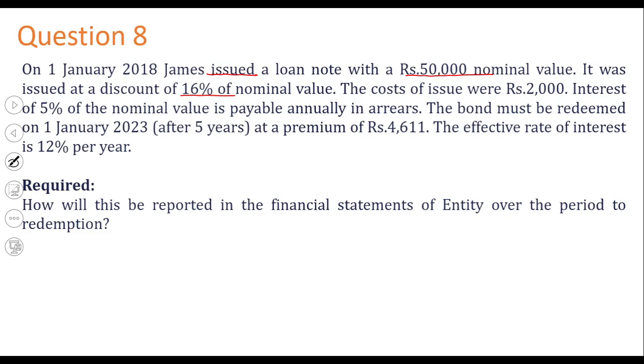What cost was incurred to issue this loan? 2,000, which is the transaction cost. Interest of 5% of nominal value is payable annually. James needs to pay interest on 50,000. Remember, when we discussed the asset side, we calculated the interest income on the nominal value. That will be applicable for liabilities also. Even though I have received 42,000, it doesn't matter.